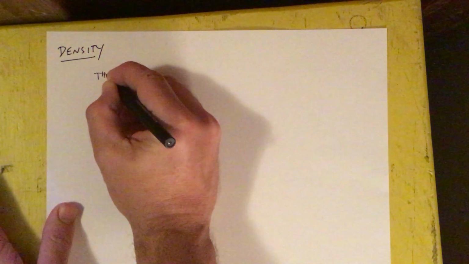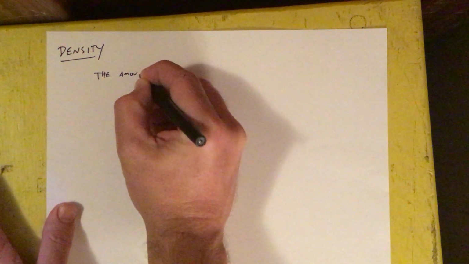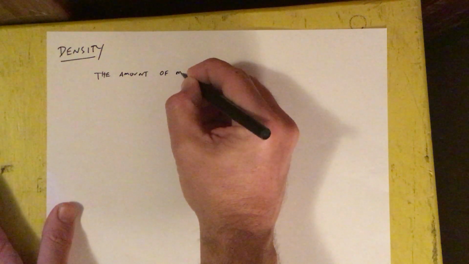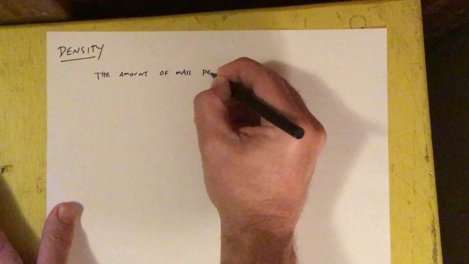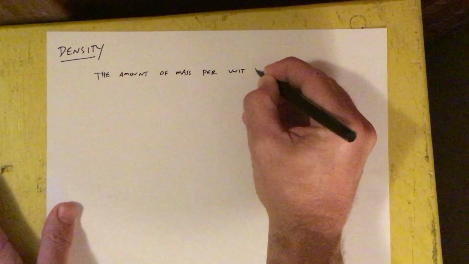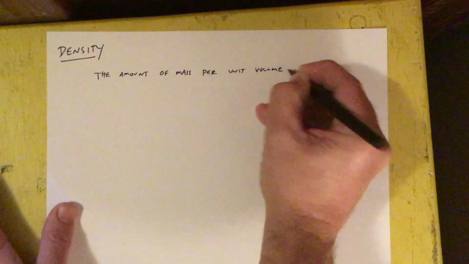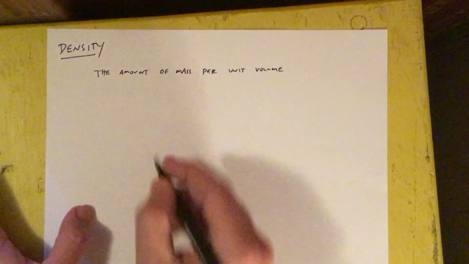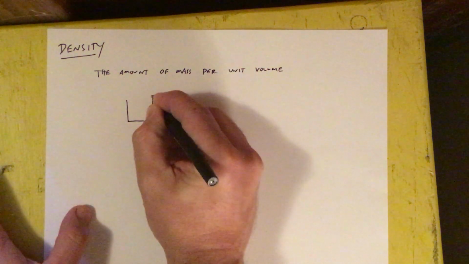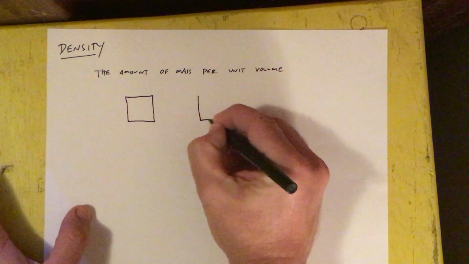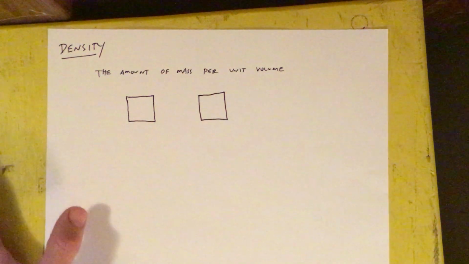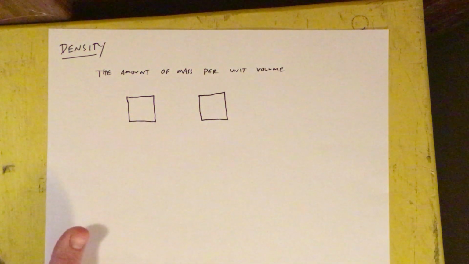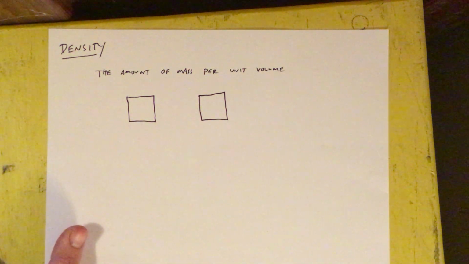Density is defined as the amount of mass per unit volume. And what that means is if you have two substances that are the same volume, and I'm just going to eyeball this, meaning they're taking up the same amount of space, the amount of matter that's in that space is how dense the substance is.